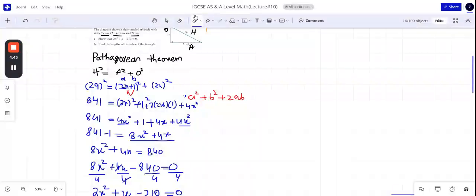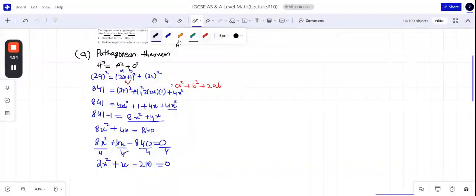Now part A we have proved: we just showed that 2x squared plus x minus 210 equals 0. Proved.